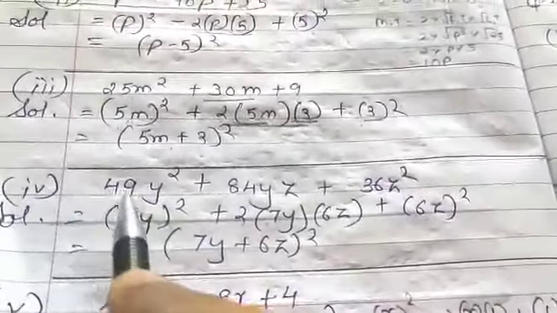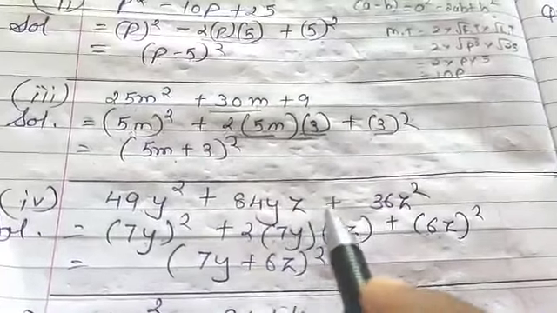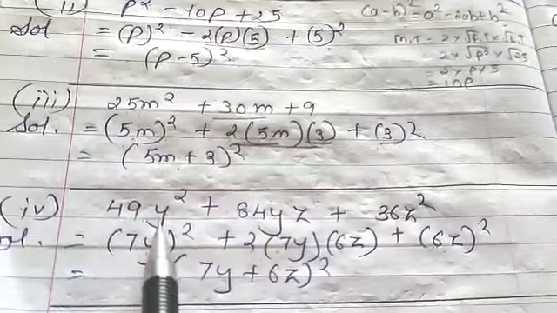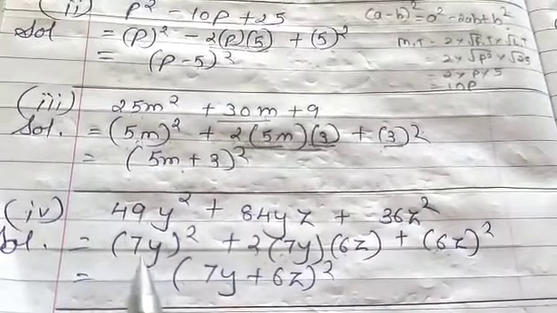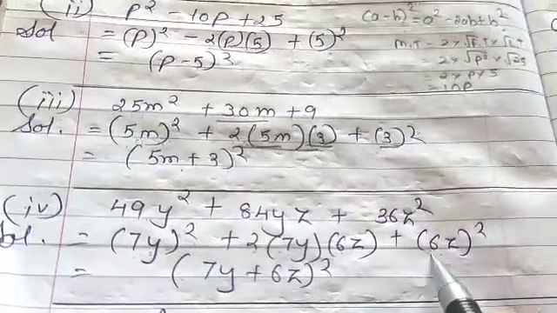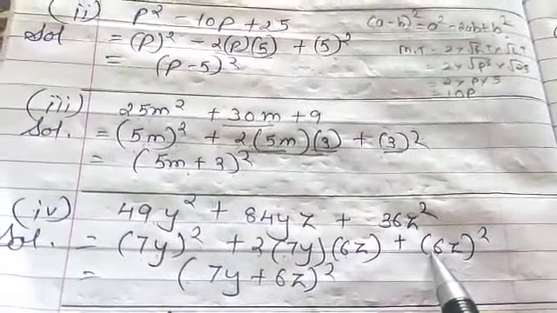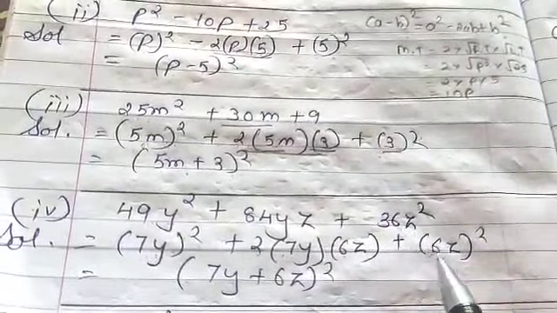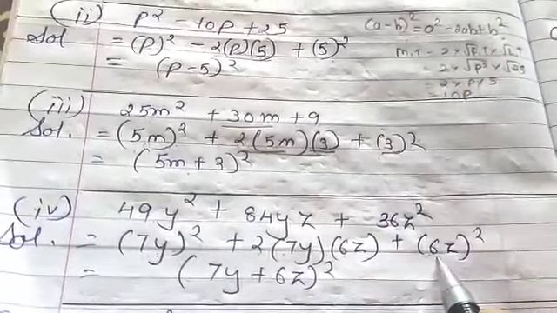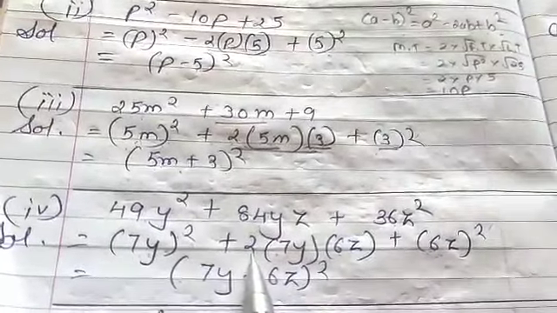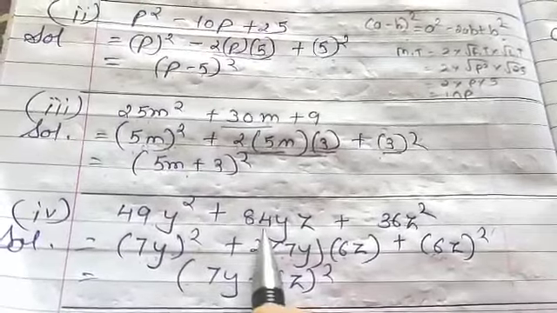Then the next one is 49y square plus 84yz plus 36z square. So find out the root of the first term, that is the root of 49y square is 7y, the whole square, and find out the root of the last term, that is 36z square. The root of 36 is 6. So write down how you got this 36z square. It is a multiple of 6, so your perfect square should be there. So 6z the whole square. Then at the end you write down the value of the middle term. How do you get this 84yz?